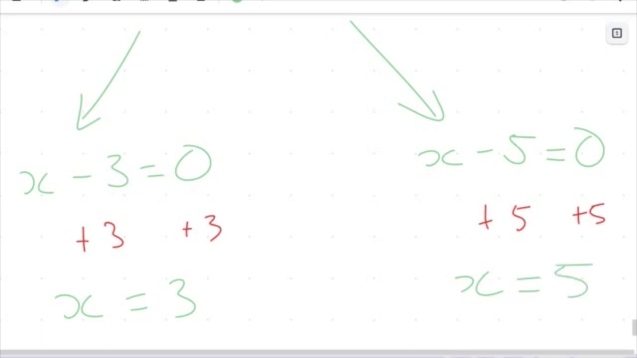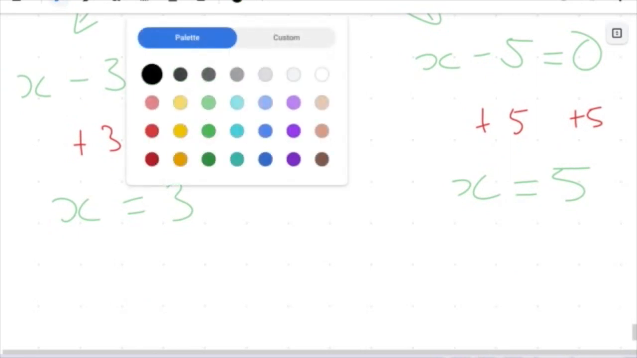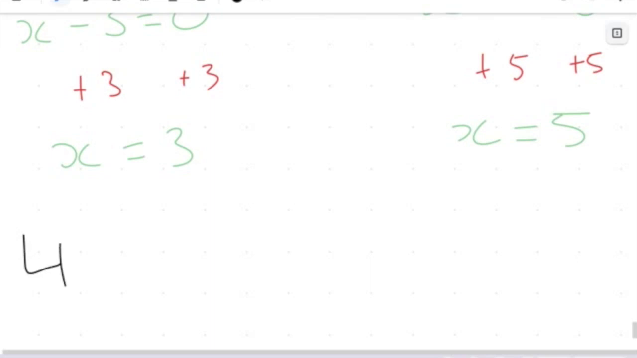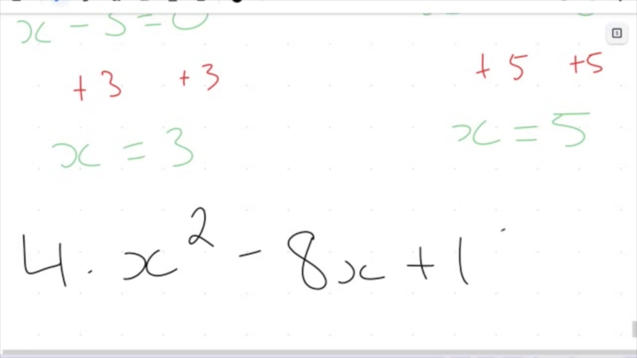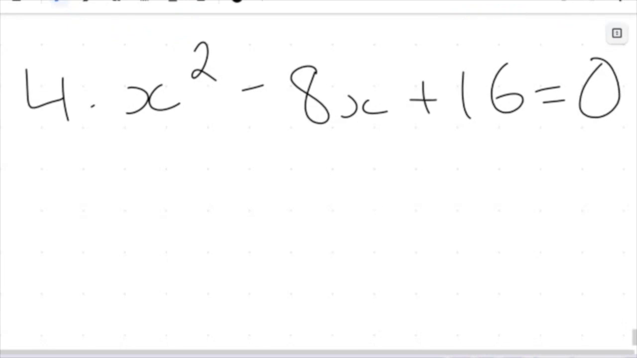Okay, let's do one more example just to practice. And this is a special case. This is quite a special example here, because in all of the questions we've been doing so far, we've been getting two solutions. Now we'll see that sometimes we actually don't always get two solutions. Now this is one case here.